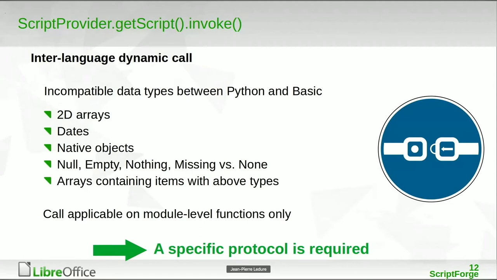There were a number of limitations in that mechanism. Not all data types are processed equally. Critical are dates, because every application, any language or database or Calc and so on, has its own internal representation of dates, and that's an issue. Also, native objects cannot be transferred from one world to the other. You cannot transfer a Basic object to Python, and you cannot transfer a Python object to Basic.